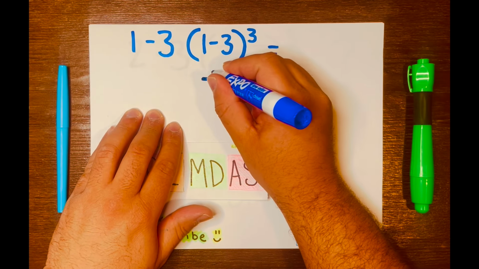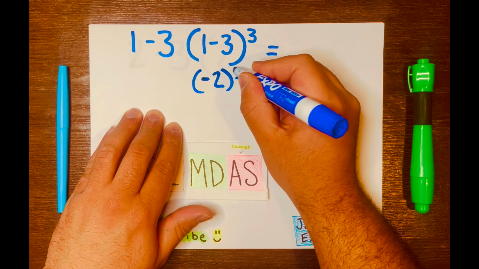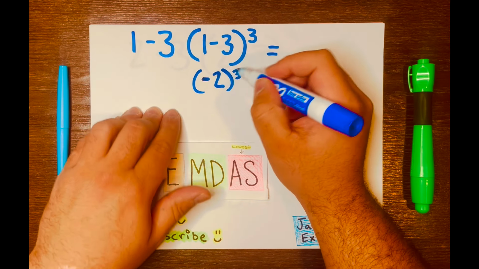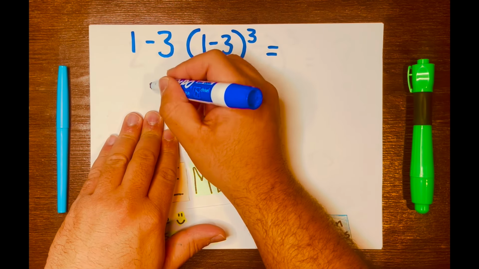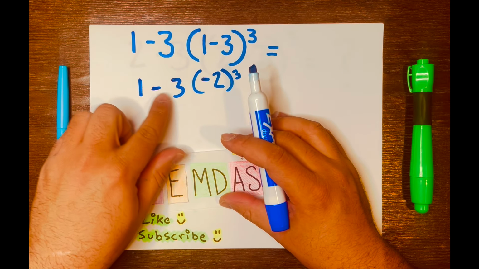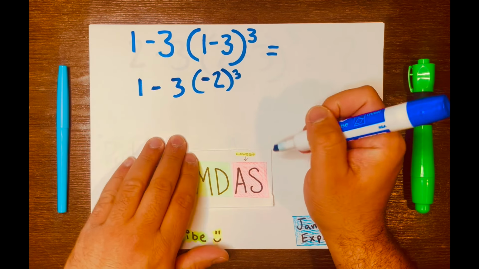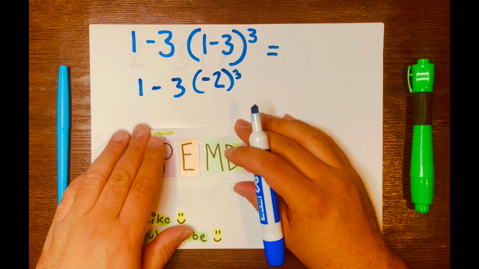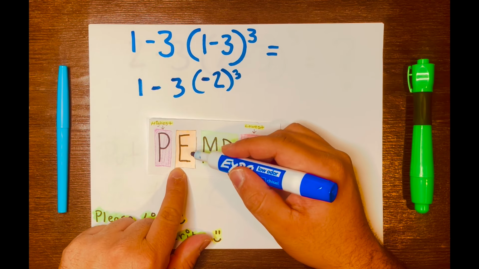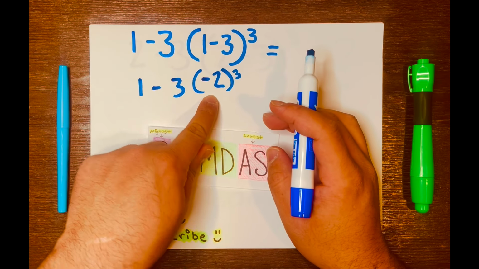Negative 2. And I'll keep the parentheses and write the exponent 3 up there. Bring down the 3, the subtraction symbol down, and the 1 down. Now we have 1 minus 3 times negative 2 with an exponent of 3. Now, according to PEMDAS, exponent will be first in this problem, not subtraction.